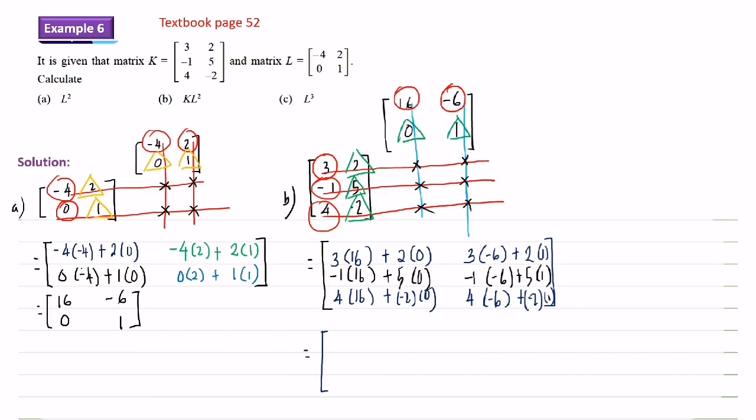So the first number is 48, negative 16, negative 16, 11, 64, and negative 26.